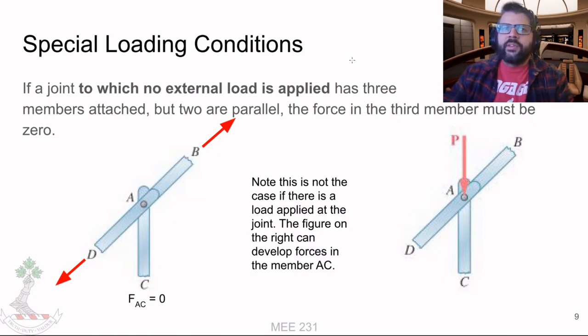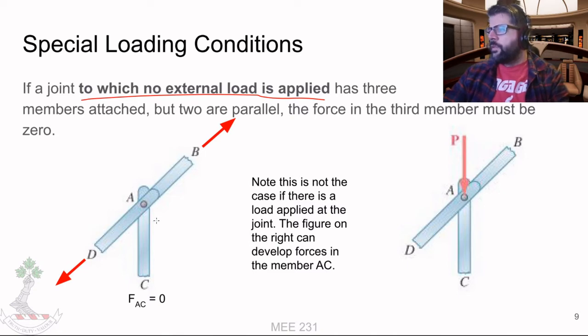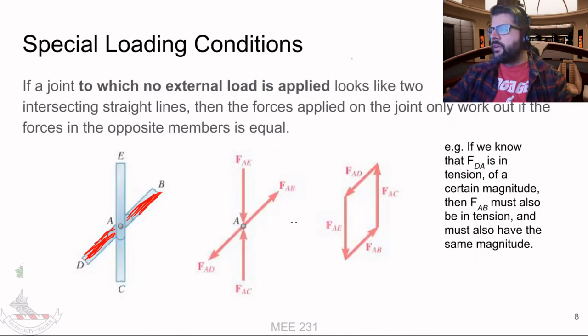The next one is if we have a joint to which no external load is applied. Again, that's key. There needs to be no external load at the joint. And it's got 3 members, but 2 of them are parallel. Then the force in this member is 0. Which basically is saying, we're kind of going back to this situation, except there's an imaginary member here, and its force is 0. So therefore, the force here needs to be 0 too.